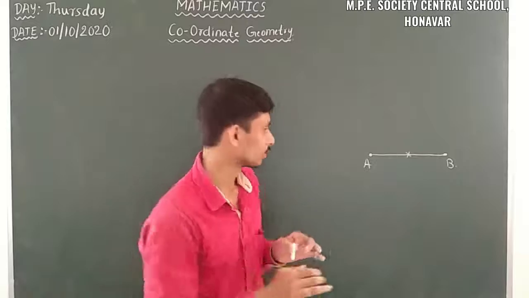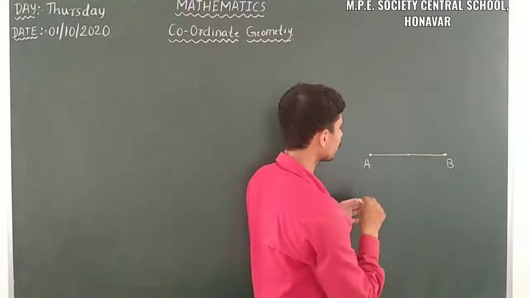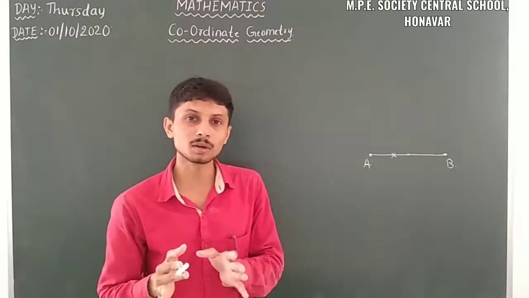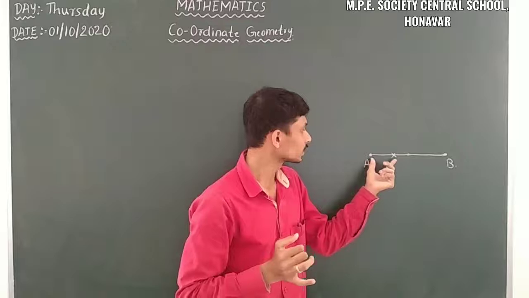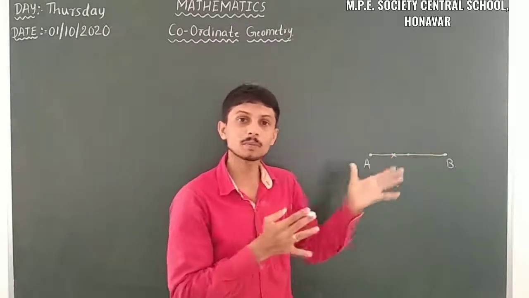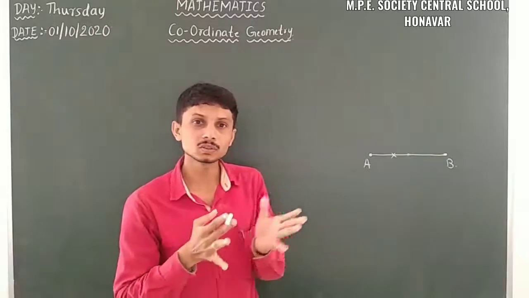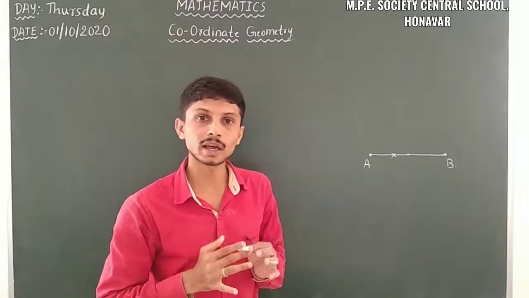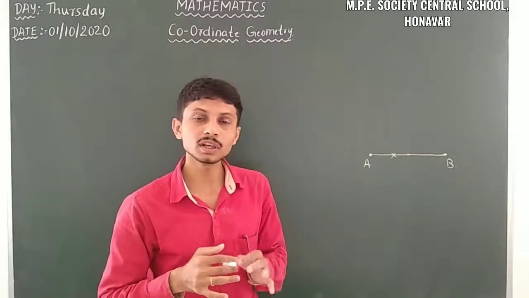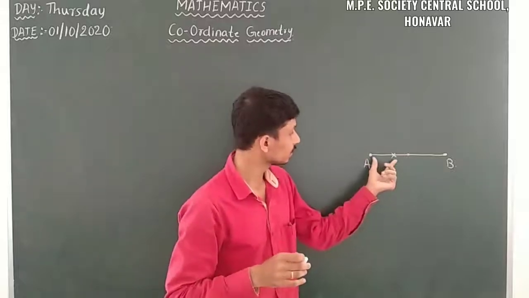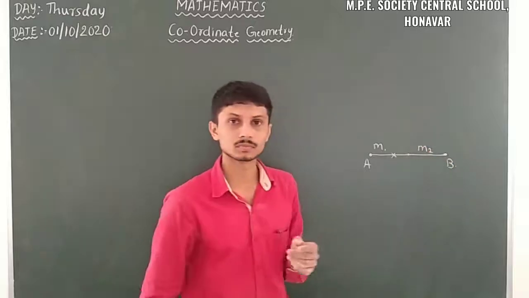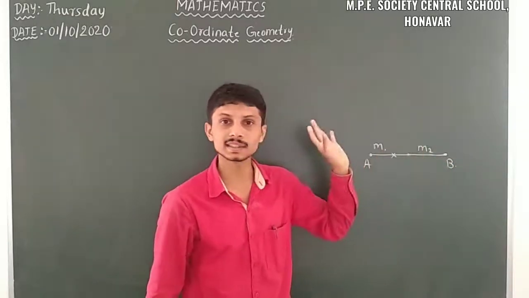But when we have a point here, or a point here, it is not equidistant from those two points. It has a small distance from one point and a larger distance from the other. In this case we didn't have any formula to calculate the distance. So what do we have to do? Let us take this distance as m1 and this distance as m2.